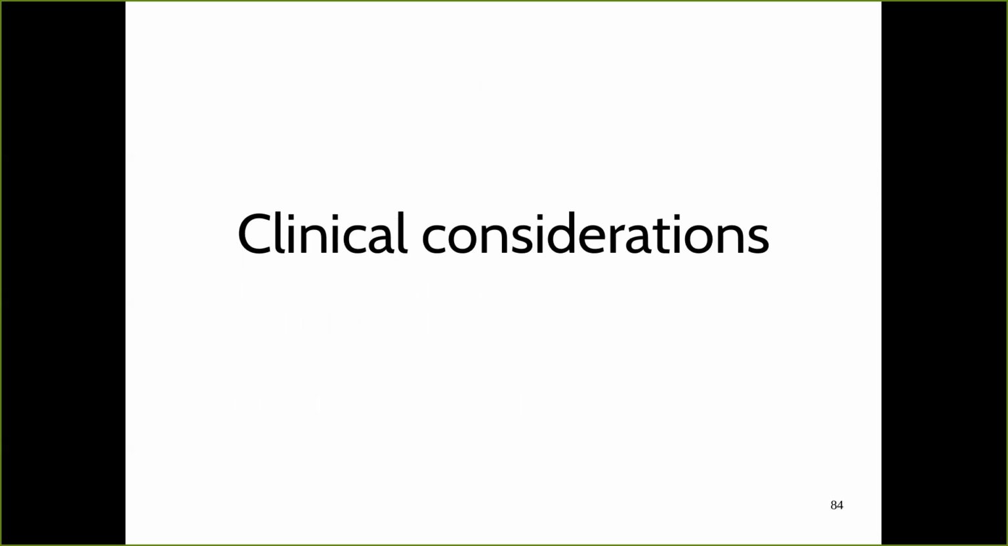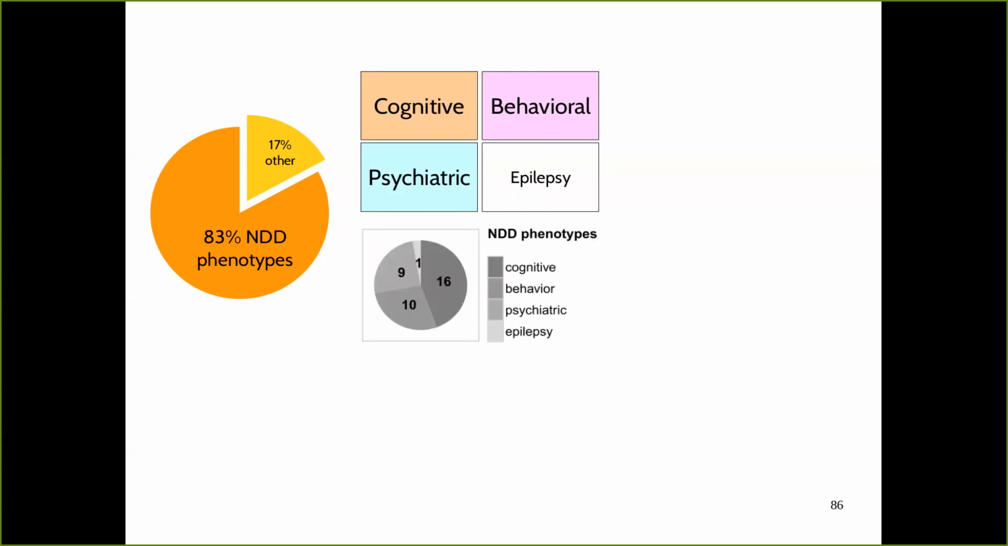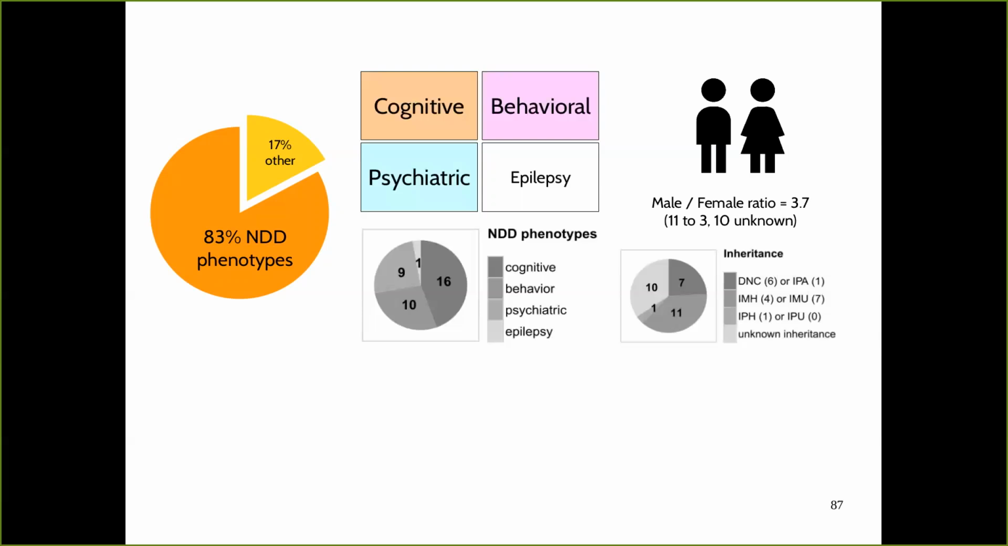So, the final part is about the clinical considerations. What I would like to say here is that in the cohort of 29 patients, 33% have NDD phenotypes, while the others had either different phenotypes or it was unknown. Among the NDD patients, there were three categories that were well represented: cognitive, behavioral, and psychiatric. For epilepsy, there was only one patient, so we couldn't say much about that. Regarding gender, we measured a male-female ratio of about 3.7. So basically, boys were more affected than girls in this cohort.